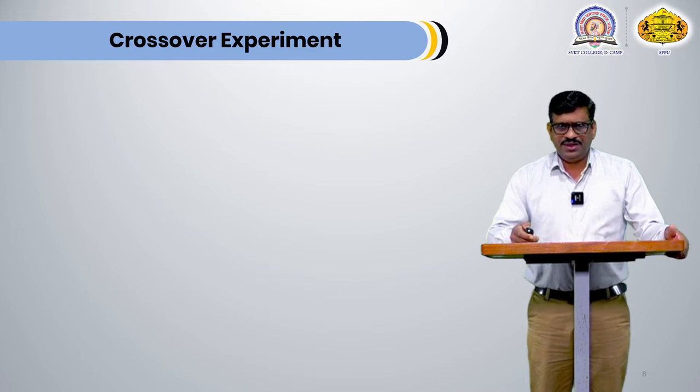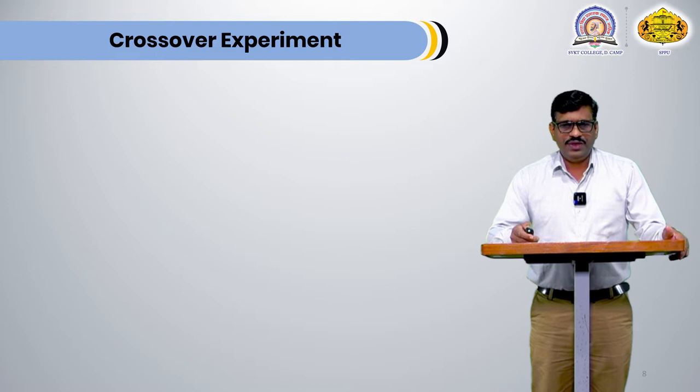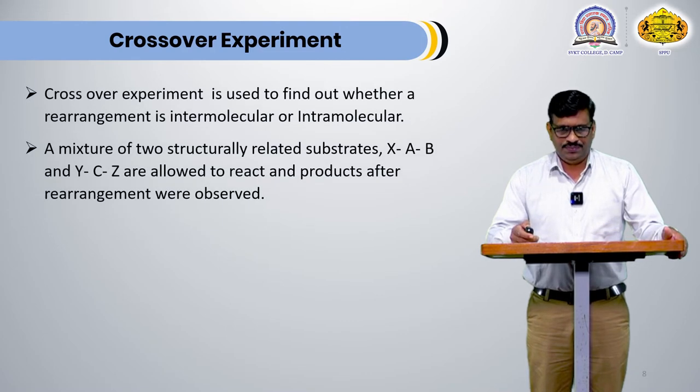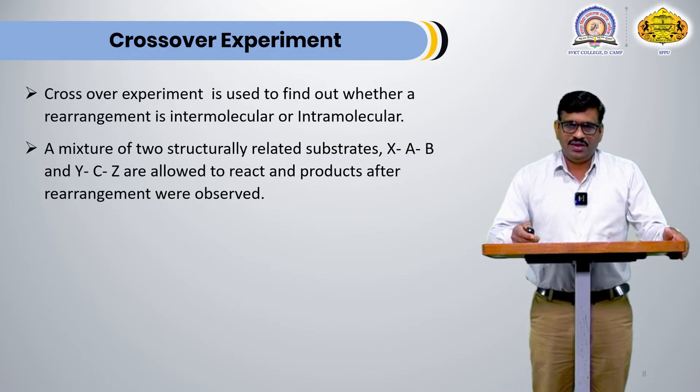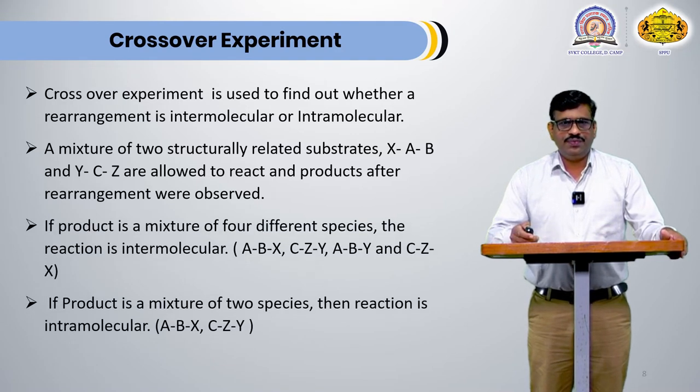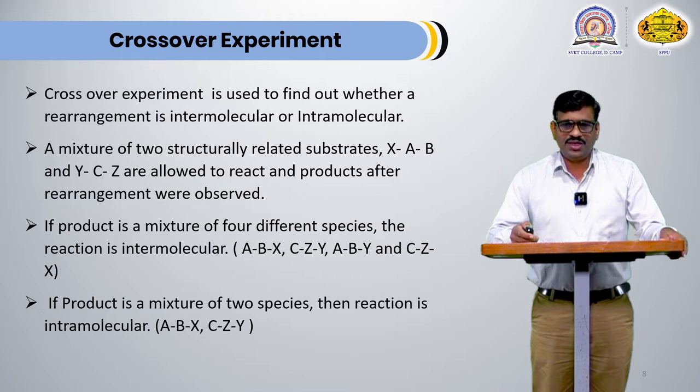Before starting this rearrangement reaction in detail, we are going to see the crossover experiment. Now, what is crossover experiment? When rearrangement takes place, sometimes we are confused whether that rearrangement is intermolecular or intramolecular. For deciding the intermolecular or intramolecular nature of the reaction, the crossover experiment is used. For example, a mixture of two structurally related substrates, that is XAB and YCZ, are allowed to react to form a product, and after completion of the reaction, products are analyzed. If 4 products are obtained, then we can say that the reaction is intermolecular. And if only 2 products are obtained, then we can say that the reaction is intramolecular.